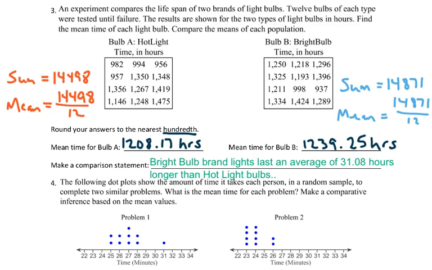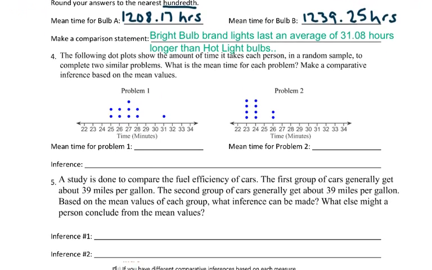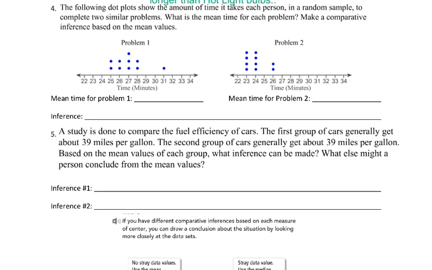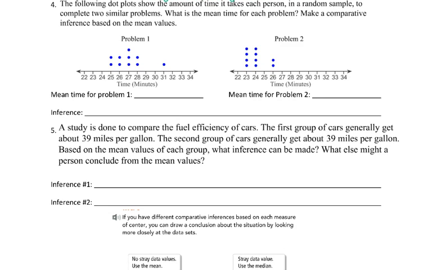All right, let's move on to number 4. It says the following dot plots show the amount of time it takes each person in a random sample to complete 2 similar problems. What is the mean time for each problem? Make a comparison inference based on the mean values. So to find the mean, we add up all the numbers and then divide by however many numbers there are.